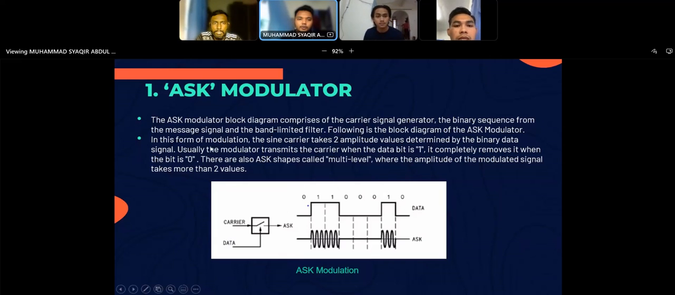Next, in this form of modulation, the carrier takes two amplitude values determined by the binary data signal. Usually, the modulator transmits the carrier when the data bit is 1 or high. It completely removes it when the bit is 0 or low. There is also an ASK shape called multi-level, where the amplitude of the modulated signal takes more than two values. This is an example of ASK modulation.